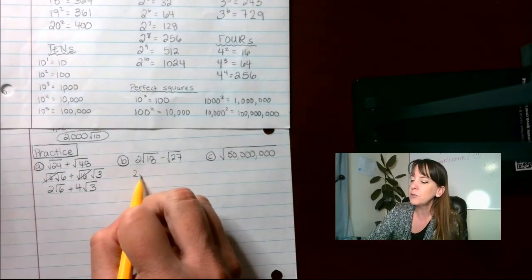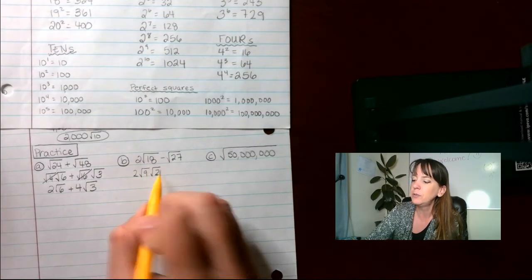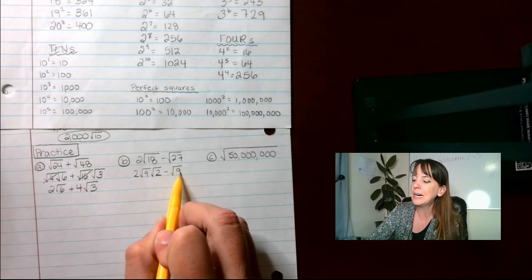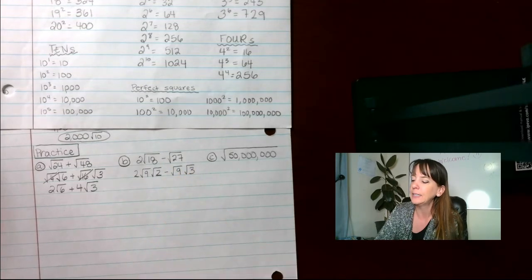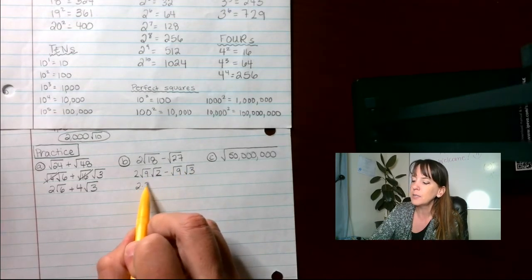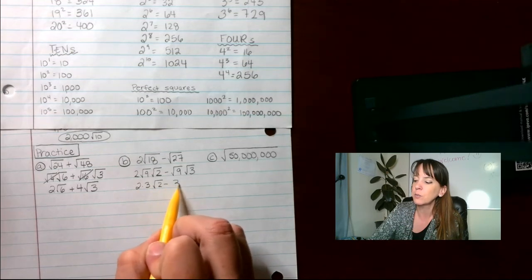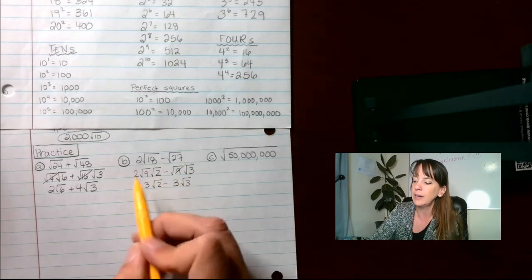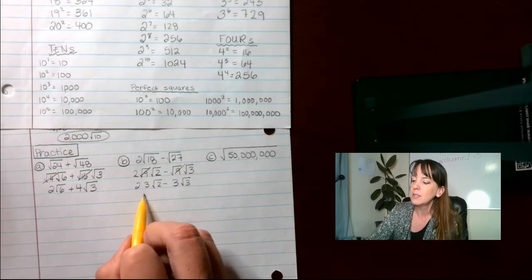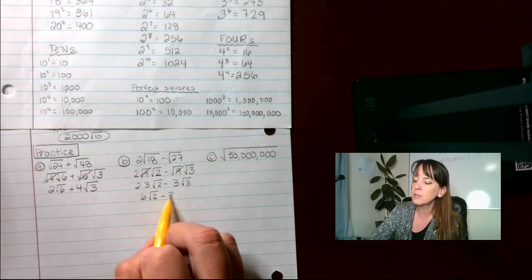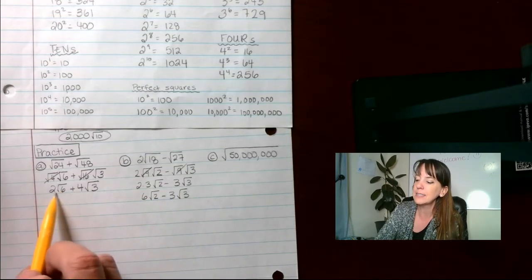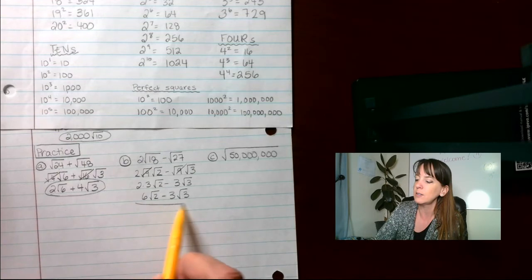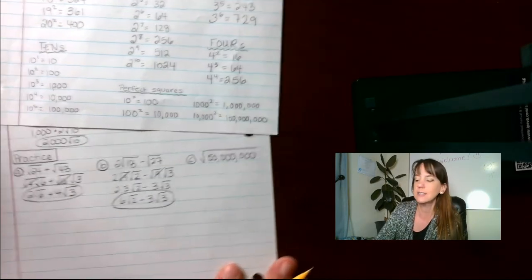All right, so 2 root 9 root 2 minus 9 root 3. That gives me 2 times 3 root 2 minus 3 root 3, because I got rid of that 9 and that one. That gives me 6 root 2 minus 3 root 3. That is as good as it gets. I should be circling these so you can see. That's as good as it gets there.